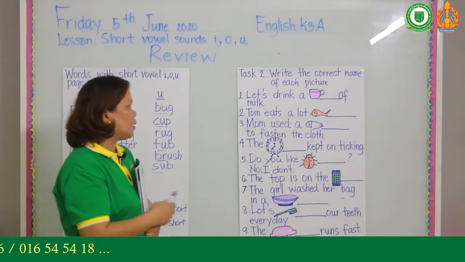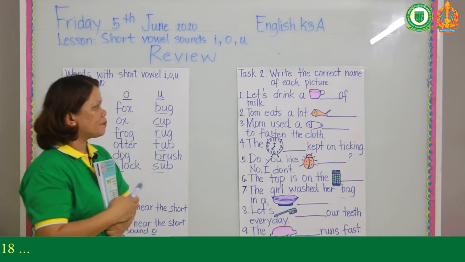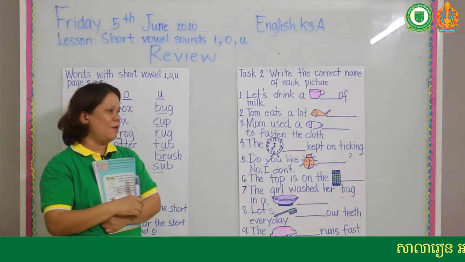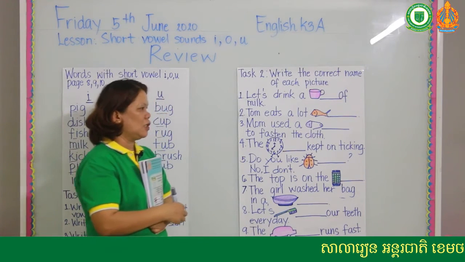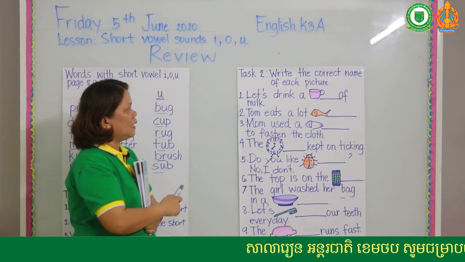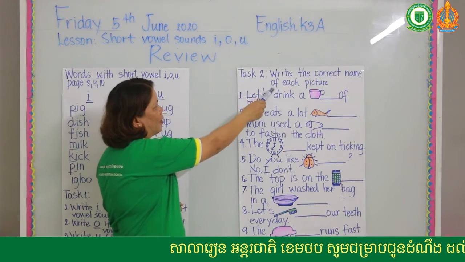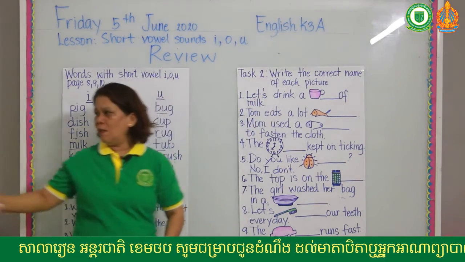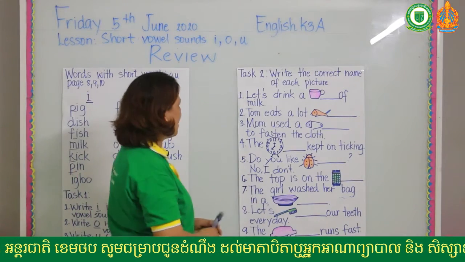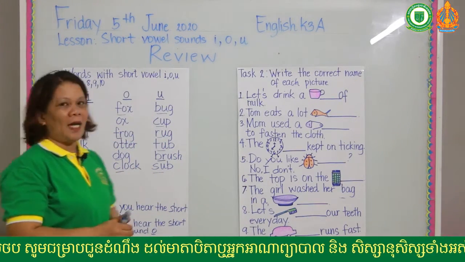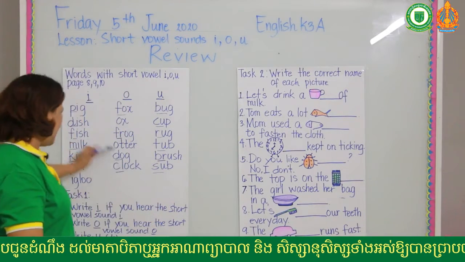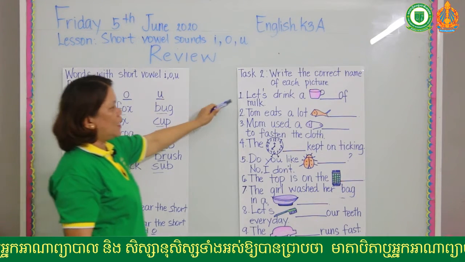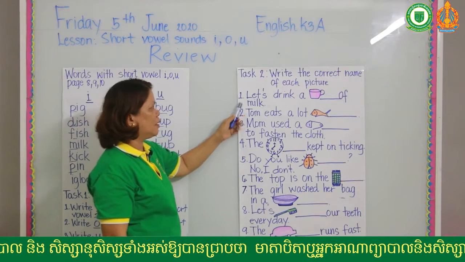Alright, so after doing this, please prepare your notebook and pencil. You're going to copy this one and answer, okay? So here, at task number 2, write the correct name of each picture. All of these pictures, you can find the names at page 8, 9, and 10, or just proceed on this copy. Okay? So, number 1, I will read for you and we will read together later.